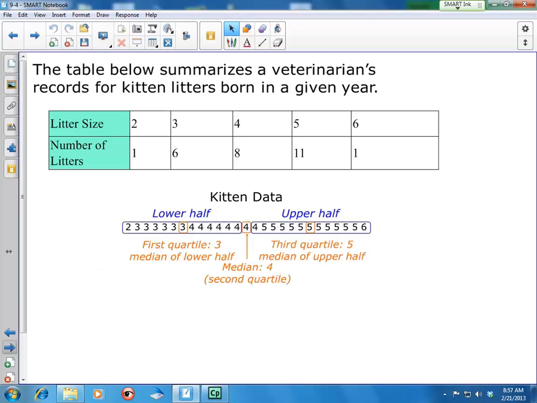All right, let's take a look at this table right here. Okay, it says the table below summarizes a veterinarian's records for kitten litters born in a given year. Now, if you look, what this table is saying is, the litter size is 2, and how many times did we have litters with the size of 2? Well, one time. That's how we get all these numbers down here. Okay, that's how come we have 1, 2, and then 6 3s, and then 8 4s, and then 11 5s, and then 1 6. Okay, that's what that means. That's how we read this table.